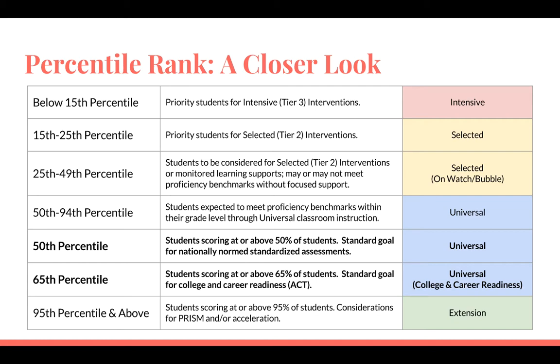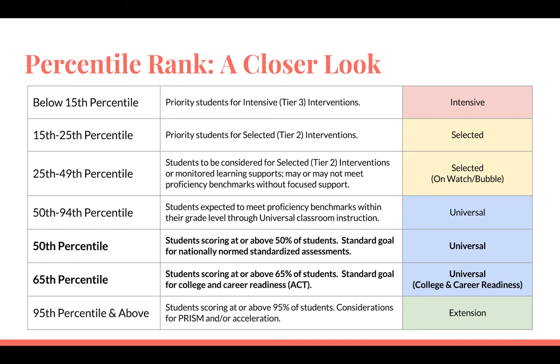Students falling between the 50th and 94th percentile are students expected to meet proficiency benchmarks within their grade level through universal classroom instruction. Students meeting the 50th percentile are meeting the standard goal for nationally normed standardized tests. Students meeting the 65th percentile are students meeting the standard goal for college and career readiness as outlined by the ACT.